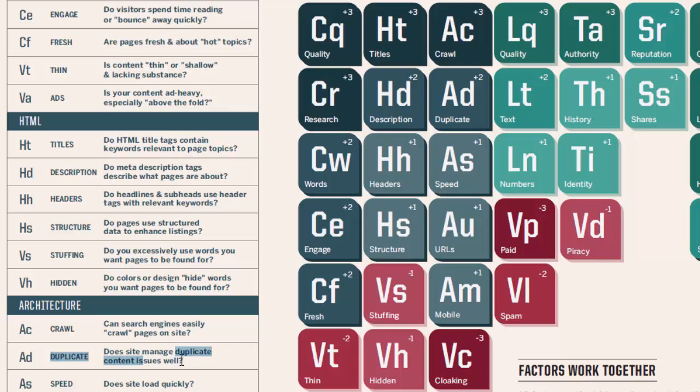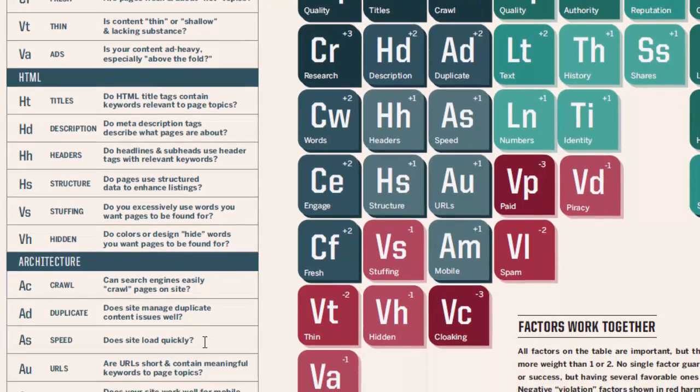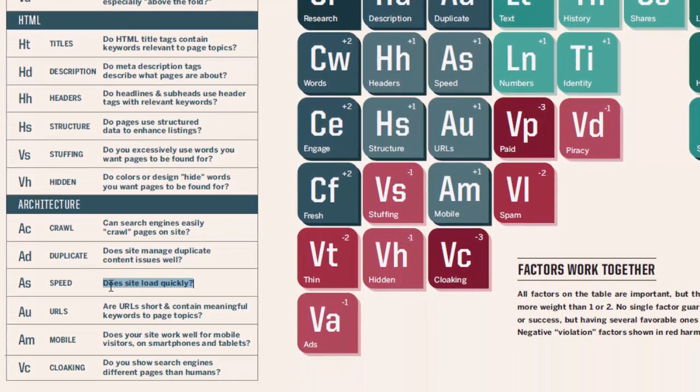Do you do a good job of managing duplicate content? Duplicate content could either be from within your own site or from outside sites. Does your site load quickly? If you're taking 3, 4, 5, 20 seconds to load, obviously that's a problem, the speed. Are your URLs short and meaningful? Do you use words in your file names that have significance to the content of the page?